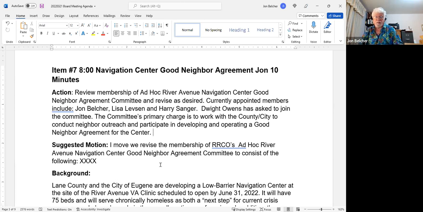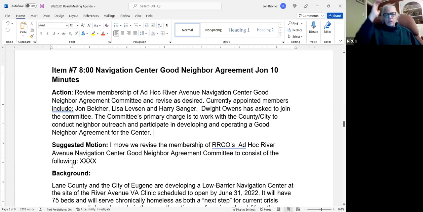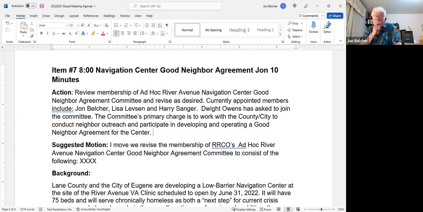Now's the time to ask questions before we make that motion. And as was pointed out, I can't make it anyway. So my question is, it sounds like you conflated a couple of different ideas. One is creating the good neighbor agreement committee, and the other is participating in the selection review committee. So are you wanting the good neighbor committee to do both of those things? I am suggesting we revise the membership of that committee, and these are its charges already.